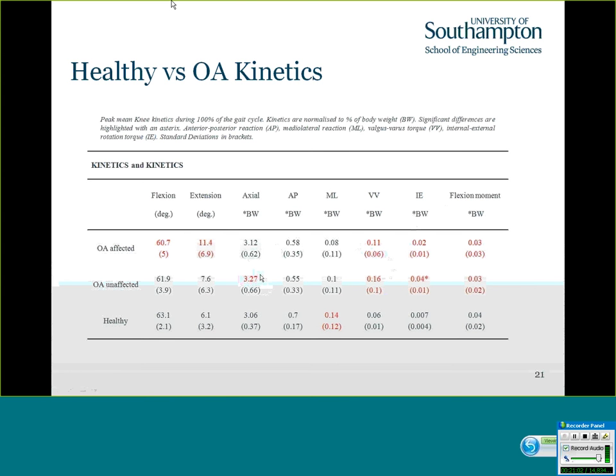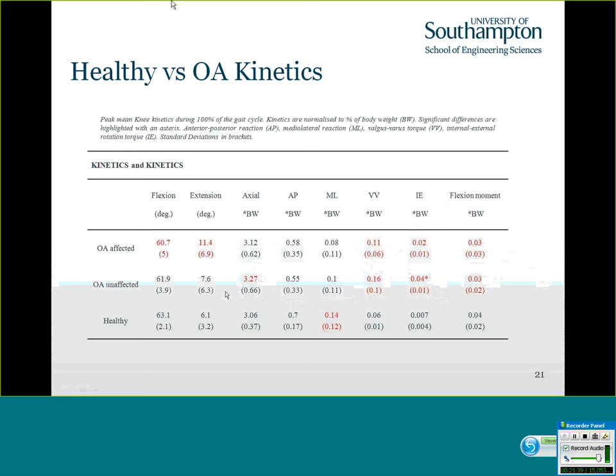And one of the main findings is that we're finding an increased loading on the unaffected side, so a higher axial loading. We're also finding higher moments in the osteoarthritic patients in terms of valgus varus moment and IE torque moment on both the affected and unaffected side. And we're also finding a decrease in flexion moment, and this goes towards the trend of saying that the osteoarthritic patients are walking more slowly than the healthy individuals.